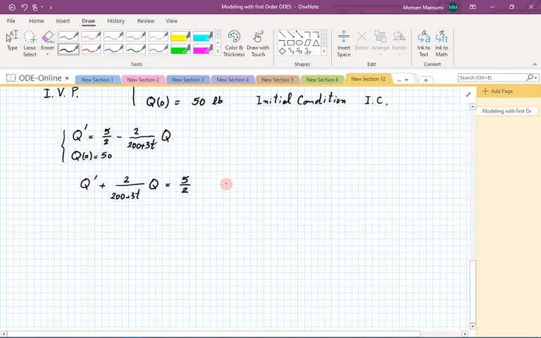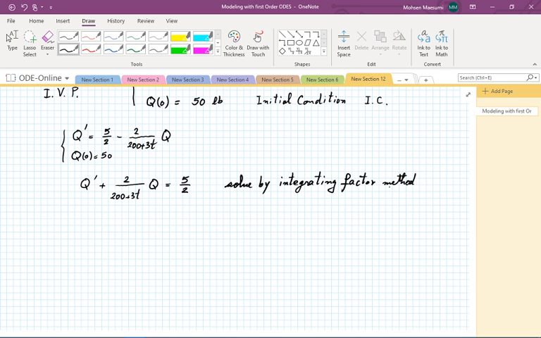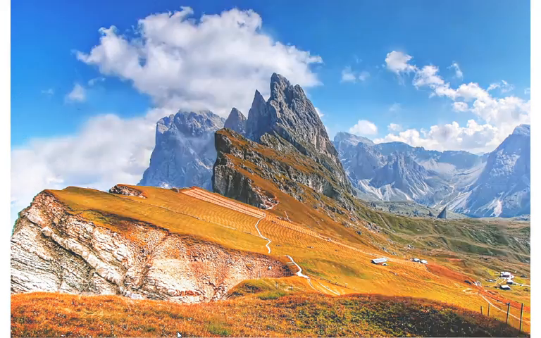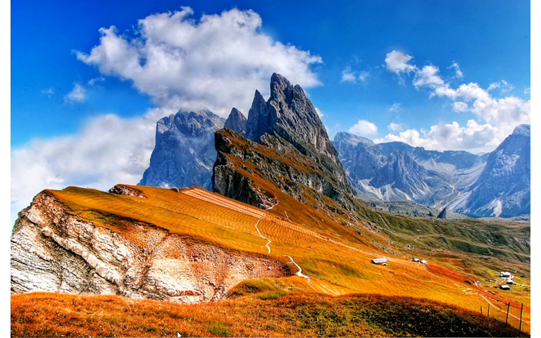So, solve by the integrating factor method. If you hadn't figured this out, again, pause this and try to think how we get the integrating factor itself. Go through the derivation of the integrating factor. Again, I'm going to insist that you do this yourself. What is the integrating factor?